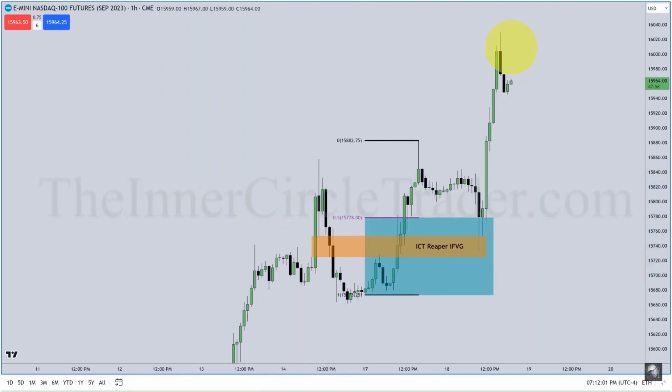This is my ICT Reaper inversion fair value gap. Yes, I know it's a badass name, I know. A Reaper inversion fair value gap is when you're inside of a breaker, you're going to cut through candles because we are not supply and demand, folks. I can't stress this enough.